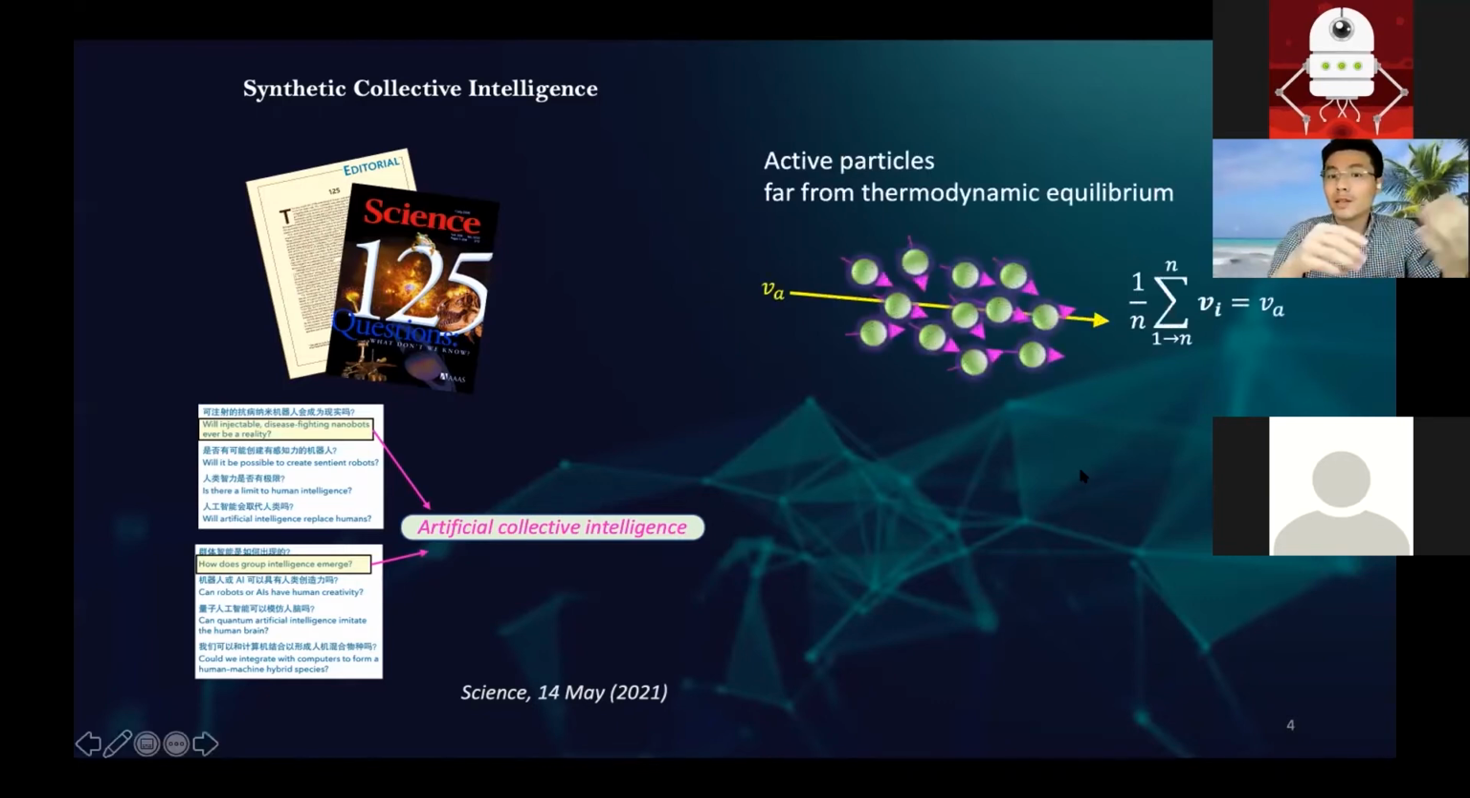Today's nanorobots, especially those synthetic nanorobots, are actually nanoscale synthetic active particles. Those active particles can collect energy from the environment and convert it into mechanical motion, so they are operating far from the thermodynamic equilibrium state. At the population level, those active particles can align their moving direction with the average moving direction of all members in the community. Together they can show very self-organized collective motion behavior.